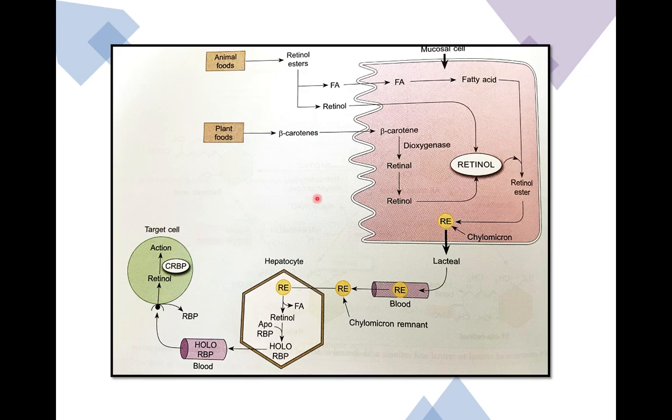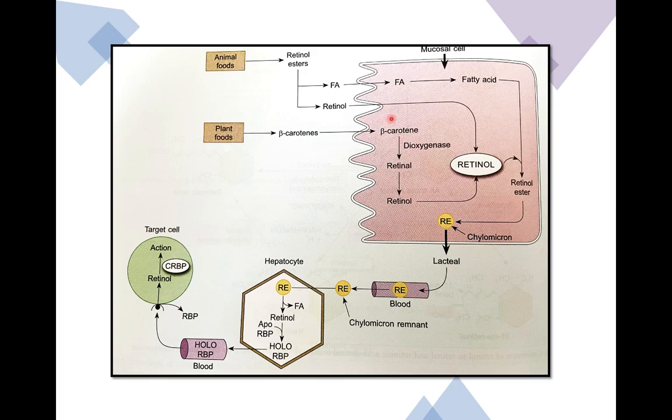Now coming to the absorption and transportation part of vitamin A. So in animal foods, vitamin A will be present in retinol ester form. That means it will contain the alcoholic form of vitamin A, that is retinol, and fatty acid. In plants, it is present in beta carotene form, which is the provitamin form. So this ester form of retinol will be hydrolyzed into free fatty acid and free retinol in our body with the help of certain gastric enzymes.